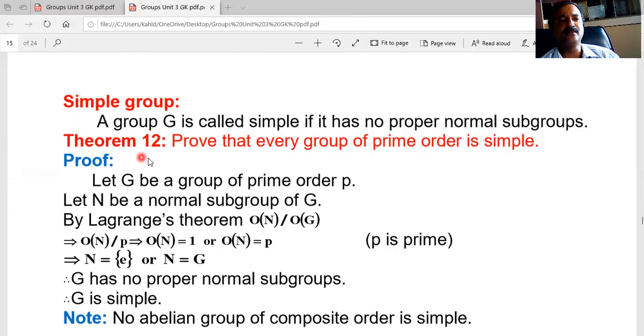Now we go for theorem number 12. What is that? Prove that every group of prime order is simple. That means it can be asked another way also. Prove that every group of prime order has only improper normal subgroups. You can get the question like that also.